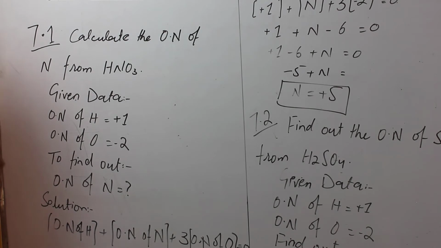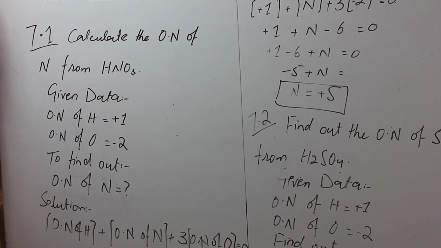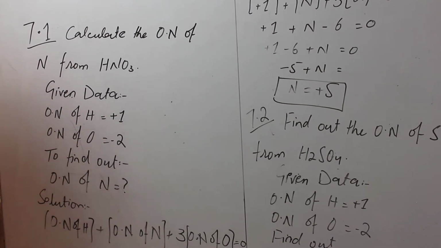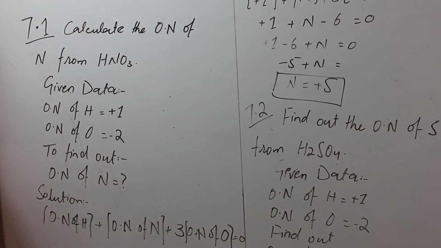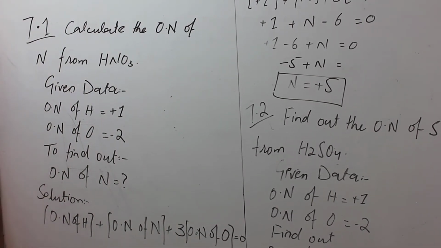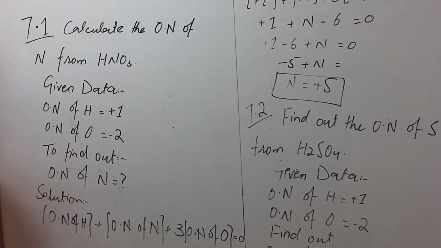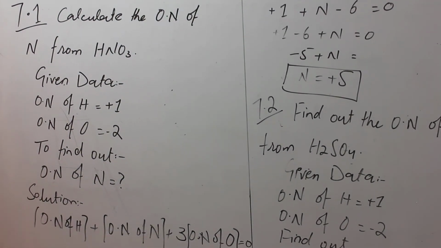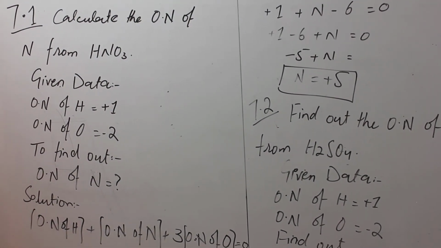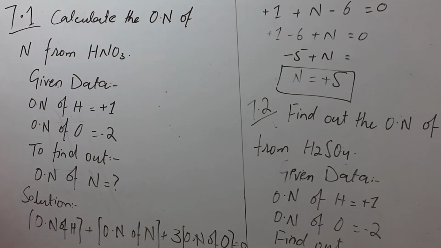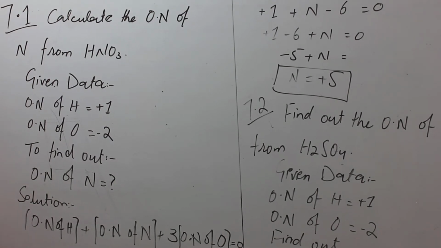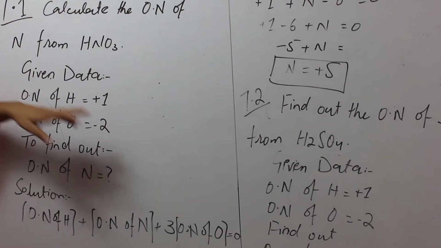Today we have discussed the numericals of the rules of oxidation state. Here we apply rule number 7. First of all, we want to calculate the oxidation number of an element from a neutral compound. First example is to calculate the oxidation number of nitrogen from nitric acid by addition of the oxidation numbers of different elements. For the given data, the oxidation number of hydrogen is +1 and the oxidation number of oxygen is -2.